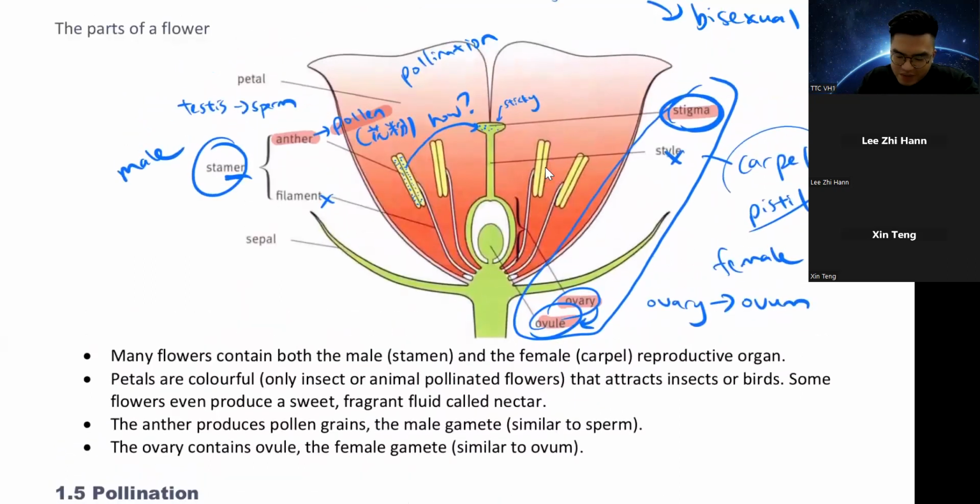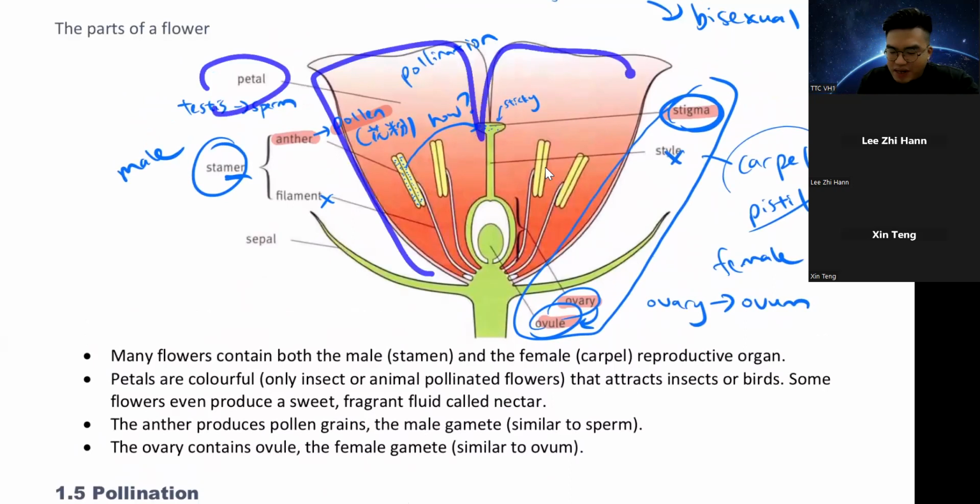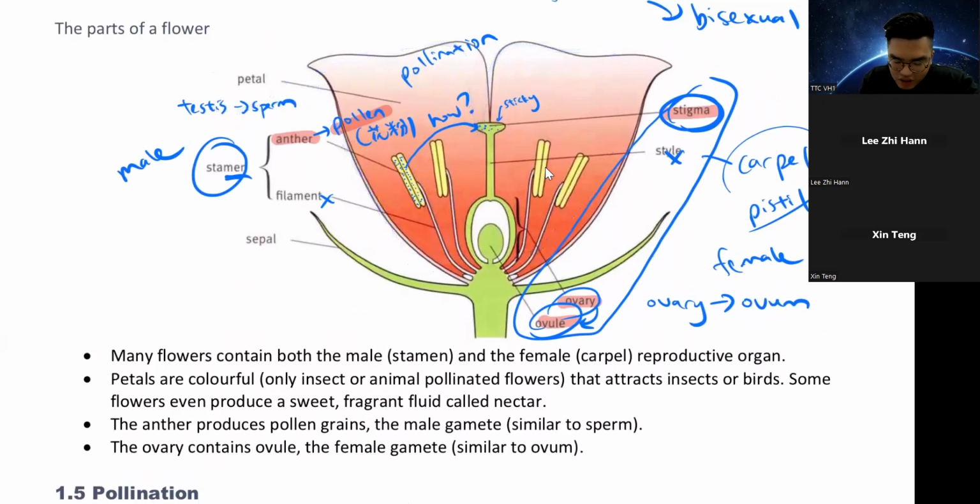Okay, so what about the behind one? What is petal? Petal is the huapan. So petals are colorful, only for insect or animal pollinated flowers. What is insect, animal pollinated? Just now remember I said, how can this thing come here? One of the methods is animal or insect, like bees, like hummingbird. You know hummingbird? 蜂鸟. So as a flower, if I have no color, I have no nice smell, animals and insects will not come for me.